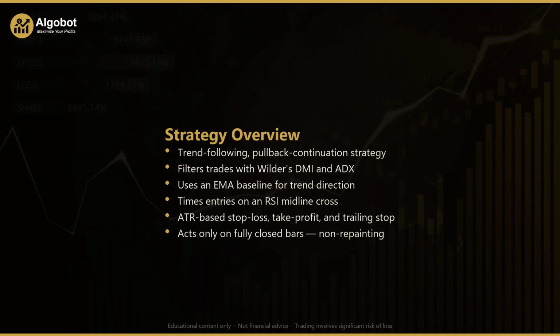So what exactly does the Directional Movement Pullback Expert Advisor do? At its heart, this is a trend-following, pullback continuation strategy. Rather than trying to catch tops and bottoms, it waits for a market that is already trending strongly, then looks to join that trend after a brief pause, a pullback, once momentum begins pointing back in the trend's direction.